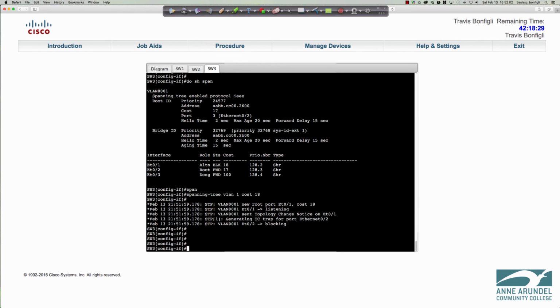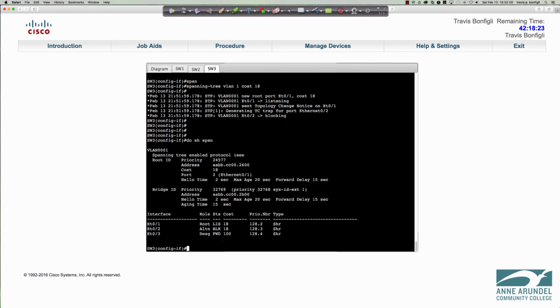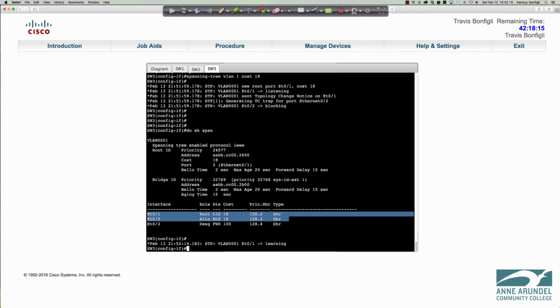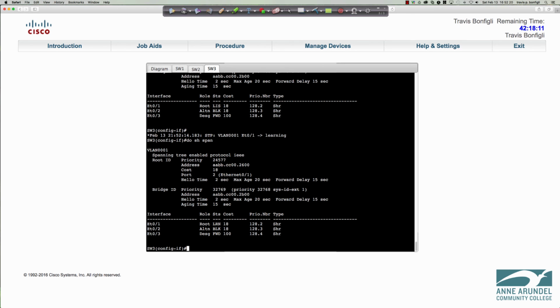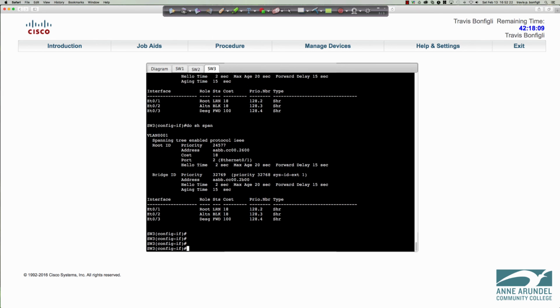So we'll make those the same. So the spanning tree cost is going to be the same, which means that Ethernet 02 would be blocking because, all things being equal, the lower upstream port ID is going to be on Ethernet 01 up on switch 2. So let's let this settle down here. We'll let it go into the forwarding state here. We should see a message.